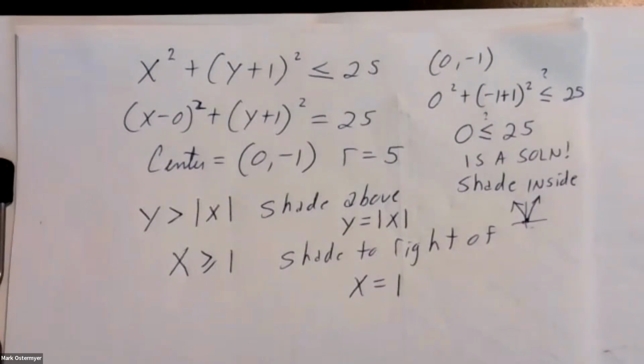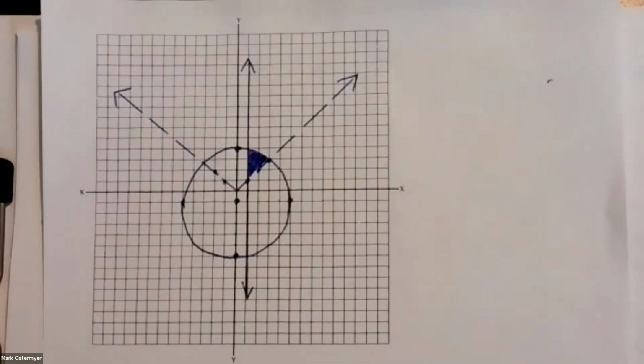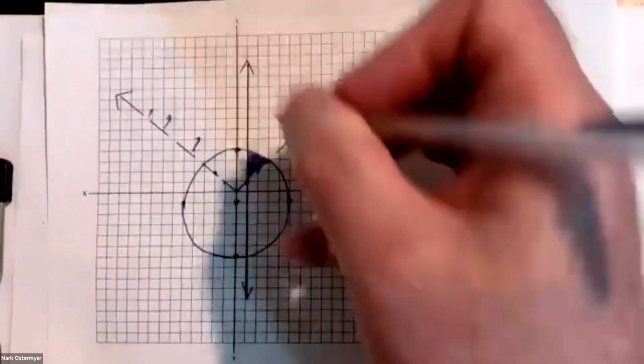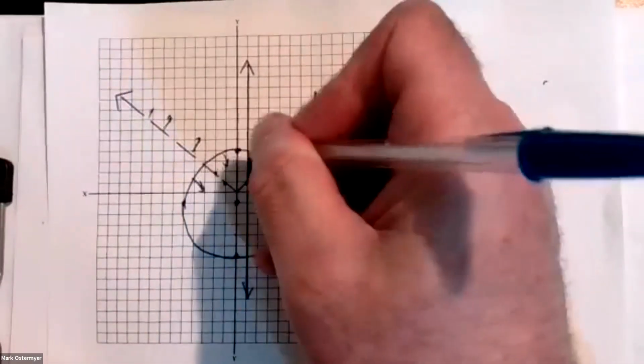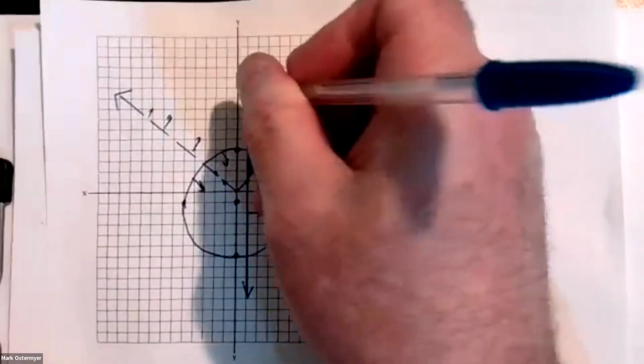When you do all that shading, you'll see that the regions overlap right in that little region there. That's where all three shaded regions overlap, because we had to shade above the absolute value. We had to shade inside the circle. We had to shade to the right of the vertical solid line.